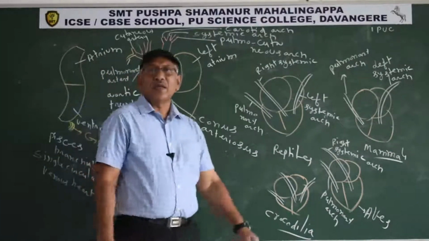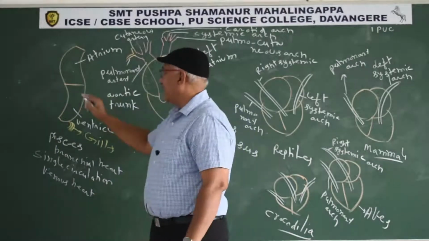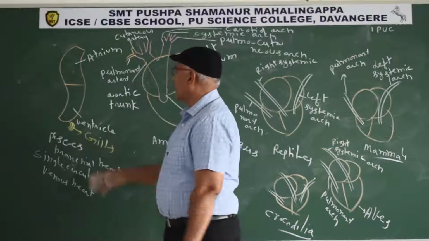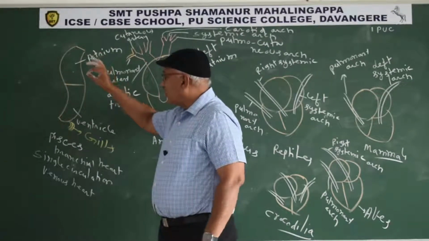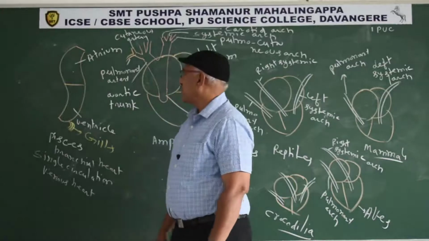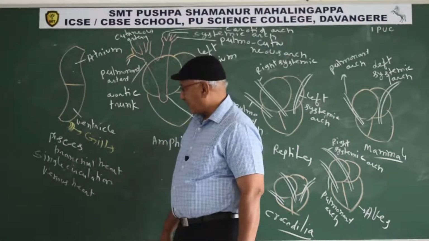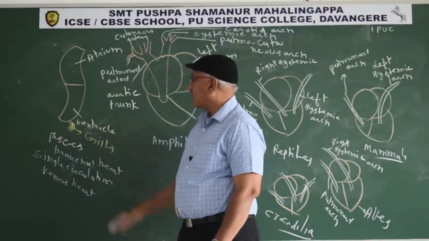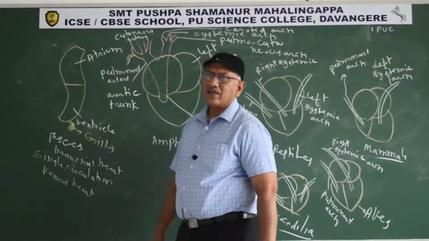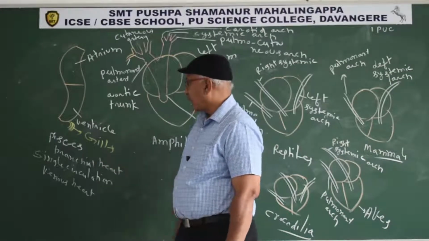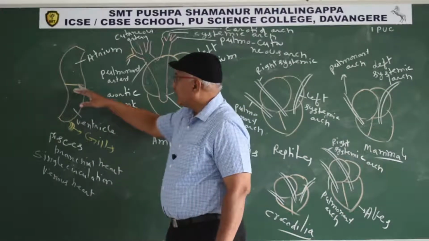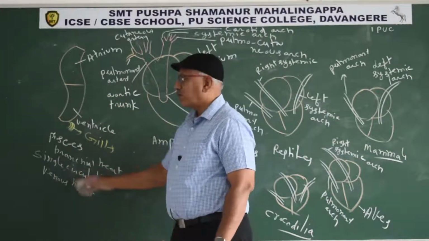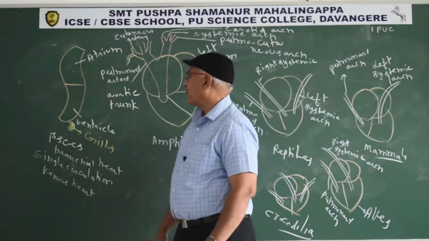So what are the unique characters? Heart of fish is S-shaped, contains one atrium and one ventricle. The heart contains only deoxygenated blood, that's why it is known as venous heart. The heart always supplies blood to gills, that's why it is known as branchial heart. Branchial means gill. Blood enters the heart only once before it is circulated to gills. That's why it is known as single circulation.